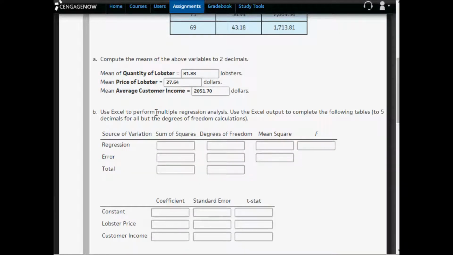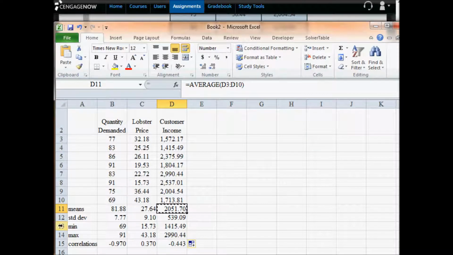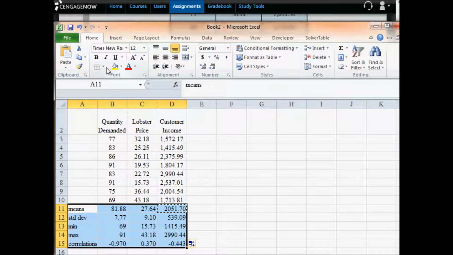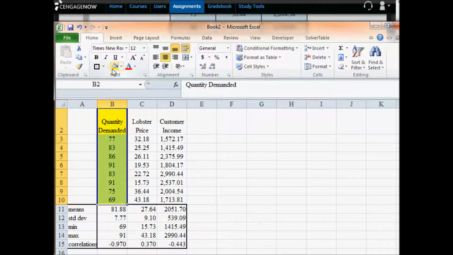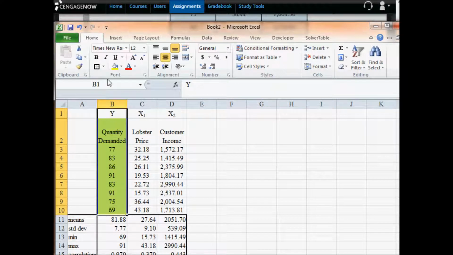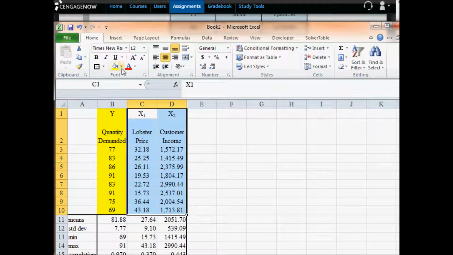Now I need to use Excel to perform multiple regression analysis. And I need 5 decimal places for all but the degrees of freedom calculations. So I'm going to do multiple regression. I'll put a box around this to indicate that this is a table. And then this up here, I'll make yellow because that is our y variable. And I'll make this peach, because our model is now 2 x variables, or 2 independent variables.